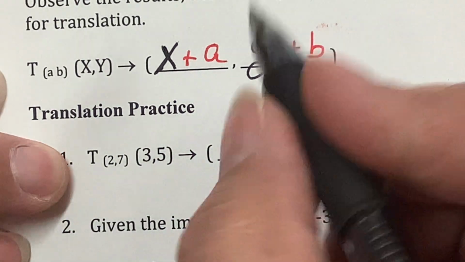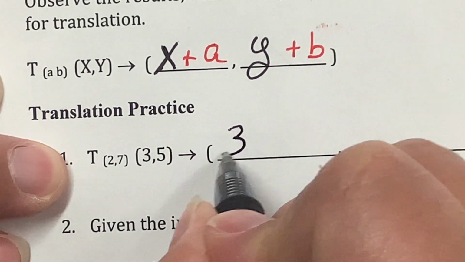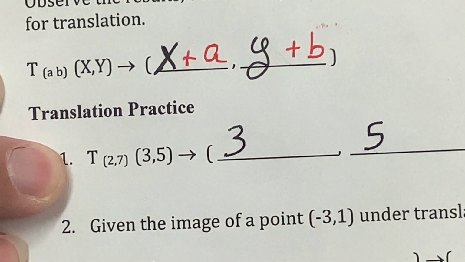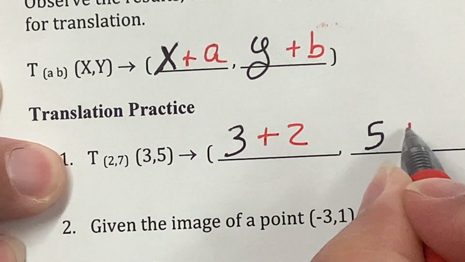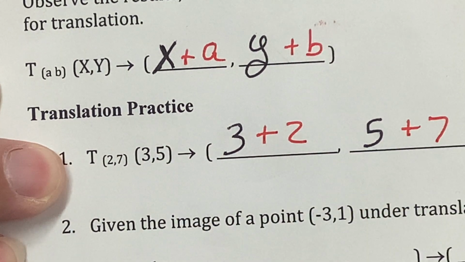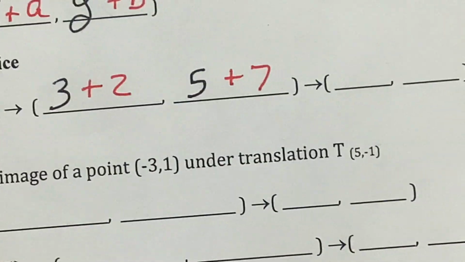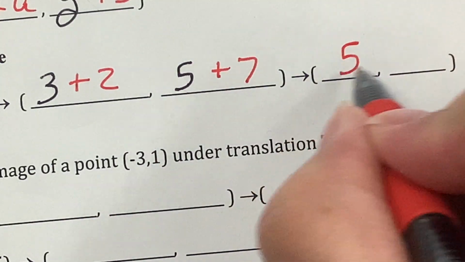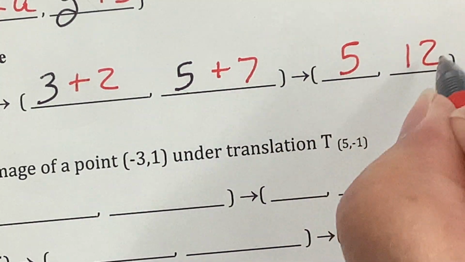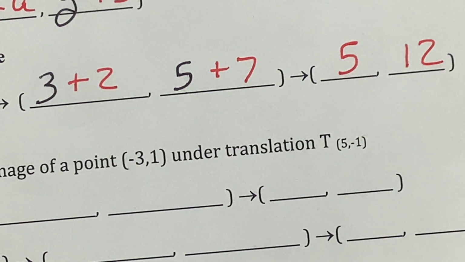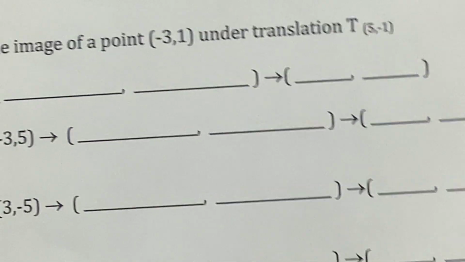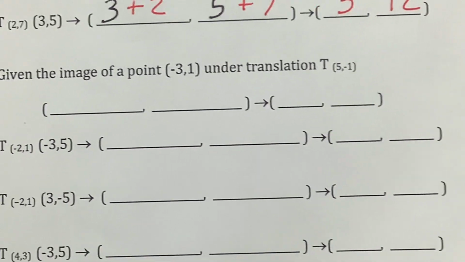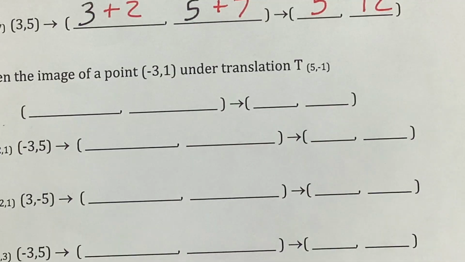So my original point is 3 and 5. And to the 3, I'm going to add 2, and to the 5, I'm going to add 7. Well, let's see. 3 plus 2 is 5, and 5 plus 7 is 12, so my new point is at 5, 12.